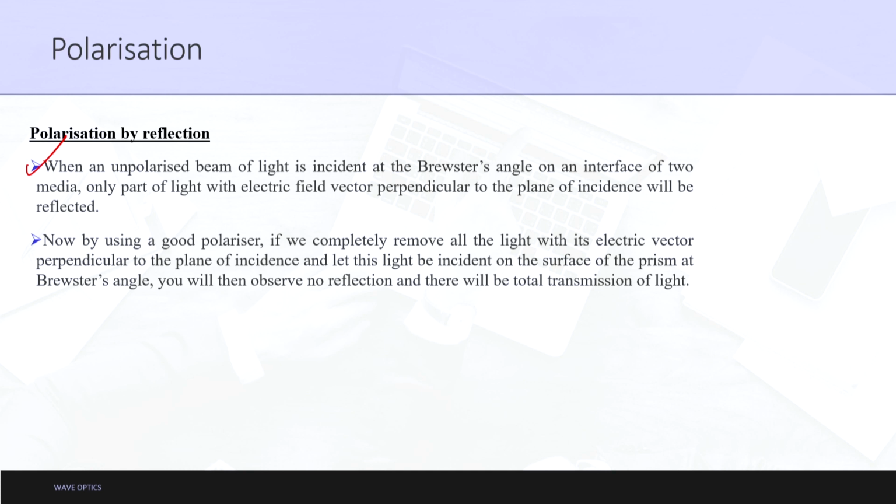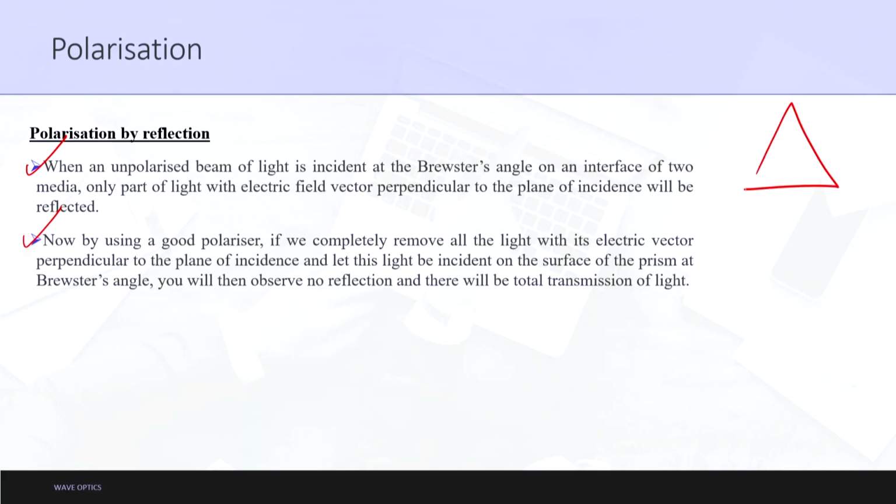Now, by using a good polarizer, if we completely remove all the light with its electric vector perpendicular to the plane of incidence and let this light be incident on the surface of the prism at Brewster's angle, you will then observe no reflection and there will be total transmission of light. This is again one of the applications of Brewster's angle. It just says that if we take that source of light and pass it through a prism, you will see no reflection.